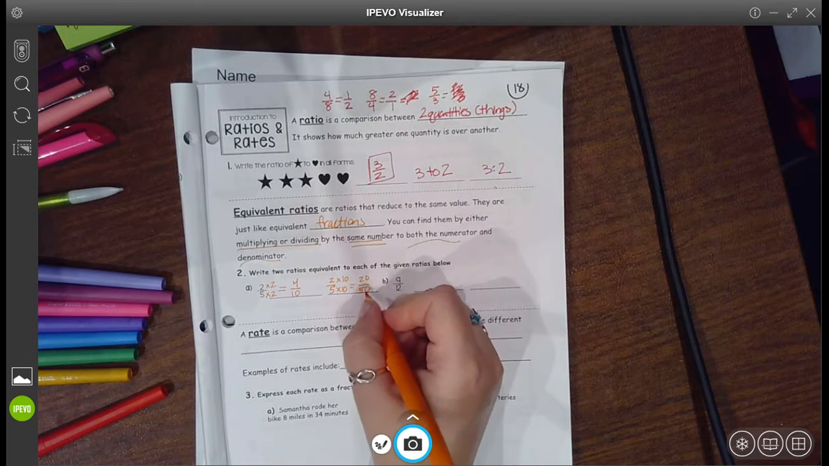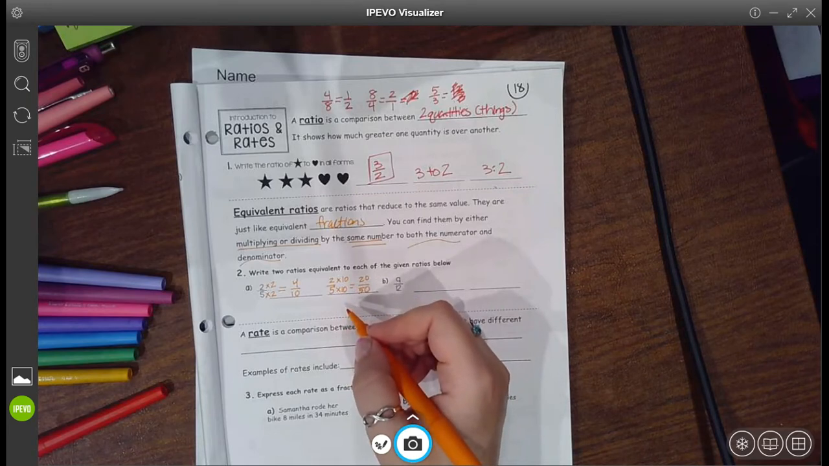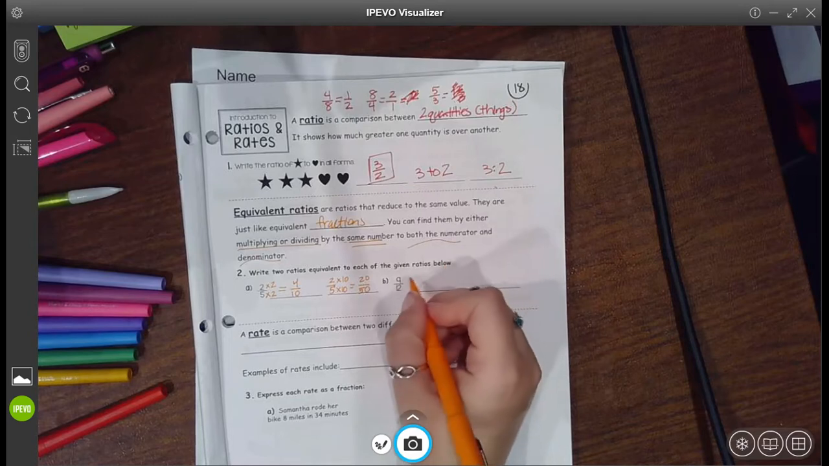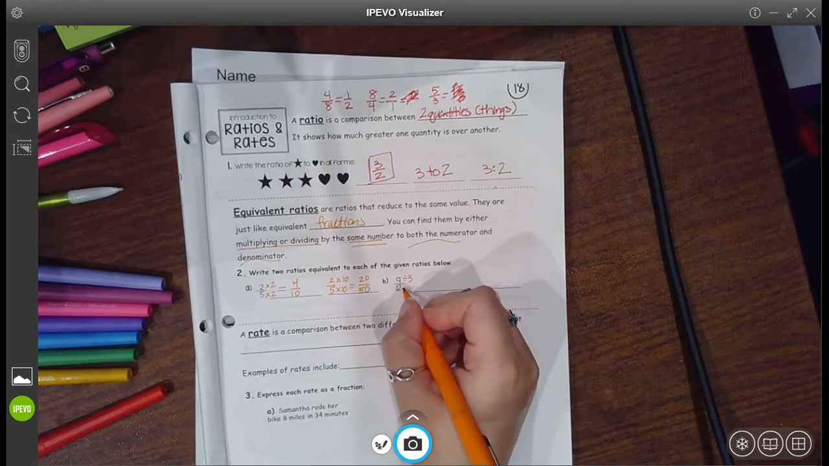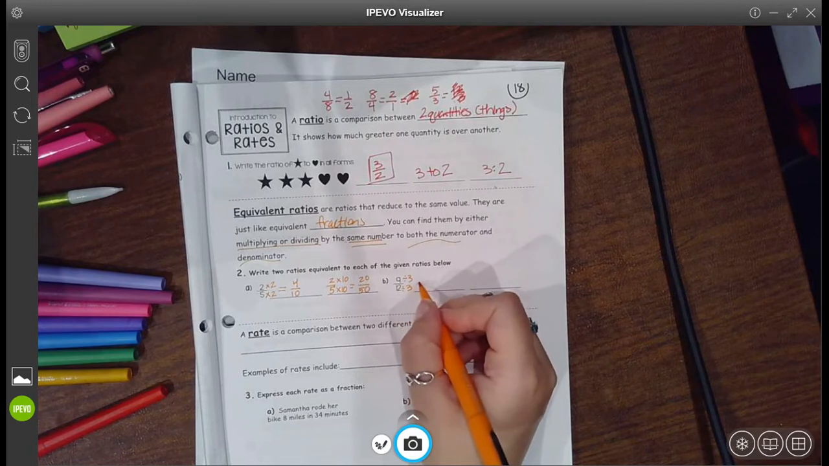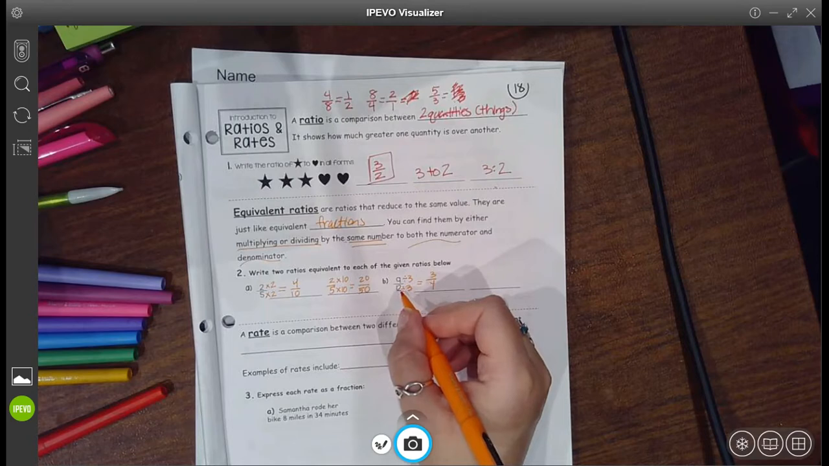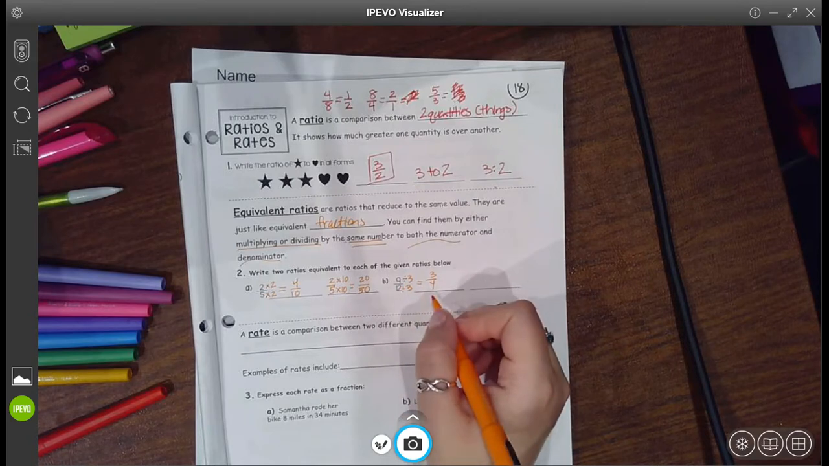Right? So 20/50 is still equivalent to 2/5 because this reduces to 2/5. And I did the same thing to both the top and the bottom. And we said you can multiply the top and bottom by the same number, and you could also divide the top and bottom by the same number. So I could reduce both of these ones by 3, and I would get 3/4. And 3/4 is equivalent to 9/12 because 9/12 reduces to 3/4.